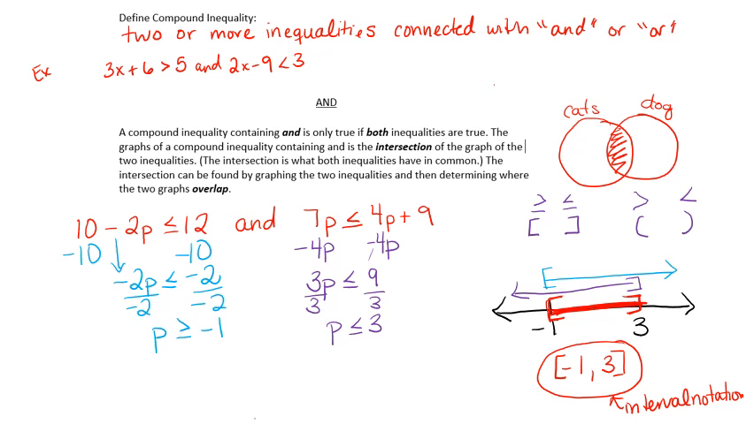So ands tend to look like that in interval notation, by the way. This is what they're going to look like, in between these two numbers, and that's how you're going to write it. So again, and is where your two graphs overlap. Solve the one inequality, solve the other, figure out where they overlap, and that is your solution. Make sure you write your answer in interval notation.